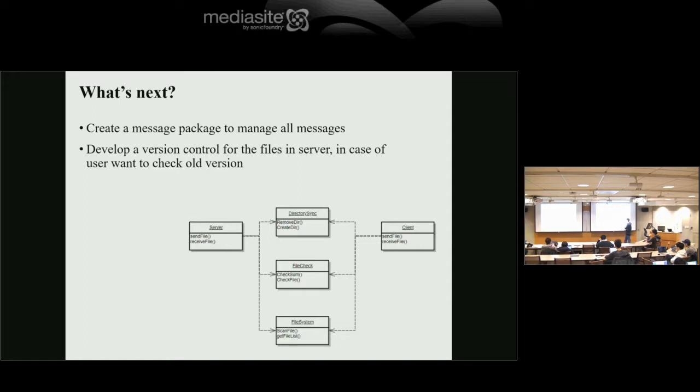Another thing is I want to develop version control in my server part, in case a user wants to check some older version. I'm not doing something pretty complicated like a repository. I just want to do version control. For example, if the user wants to check the first version or the second version of some file, I can provide it to them. So I won't do too complicated stuff like dependencies. Just keep different versions, old versions.